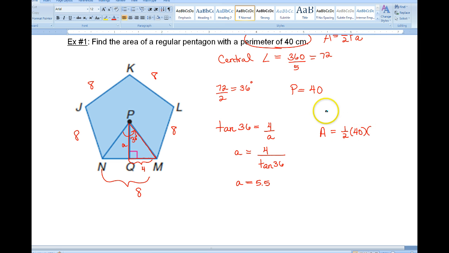So now that we have the perimeter 40 and a, we can plug into 1/2 perimeter times the apothem. So basically there's two things you have to look for, perimeter and apothem. Once you know those, just plug it into the formula. What do we get? 1/2 times 40 times 5.5. So we get 110, and we had centimeters, so it's going to be square centimeters.